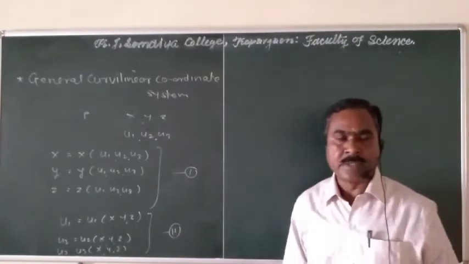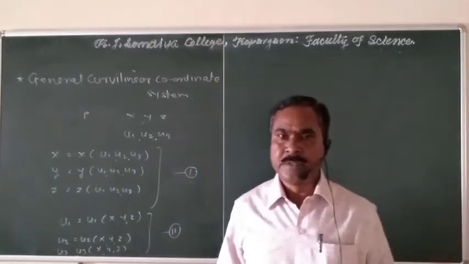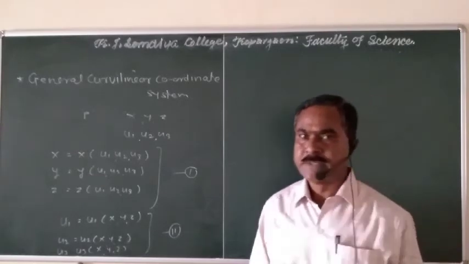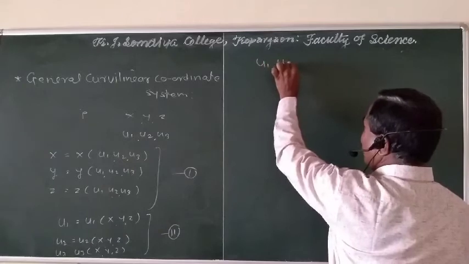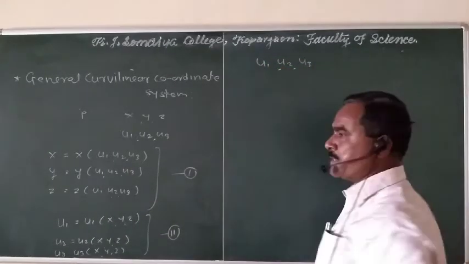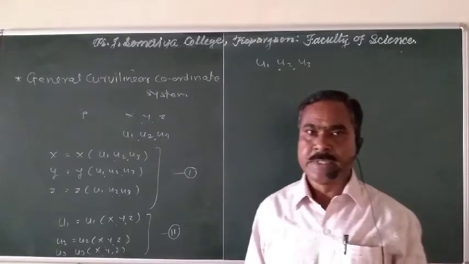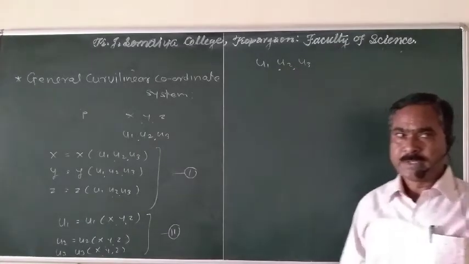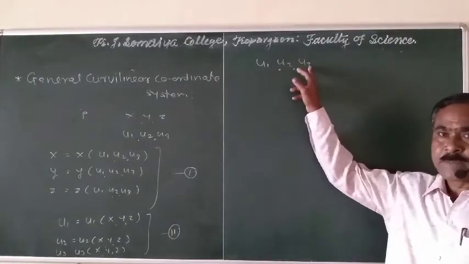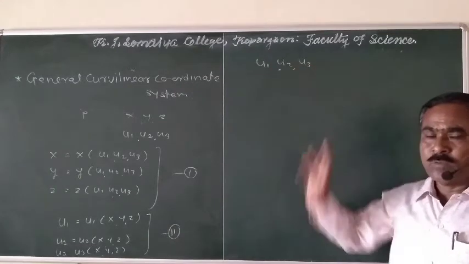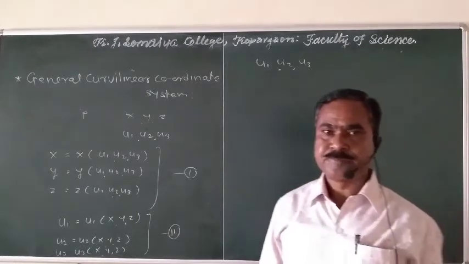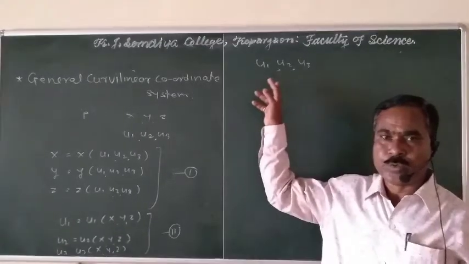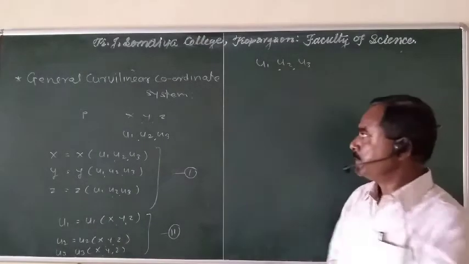If we consider the curvilinear coordinate system, then each point in space is associated with a set of coordinates called u1, u2, u3. That means in space every point is associated with a set of coordinates u1, u2, u3, and these coordinates are called curvilinear coordinates.